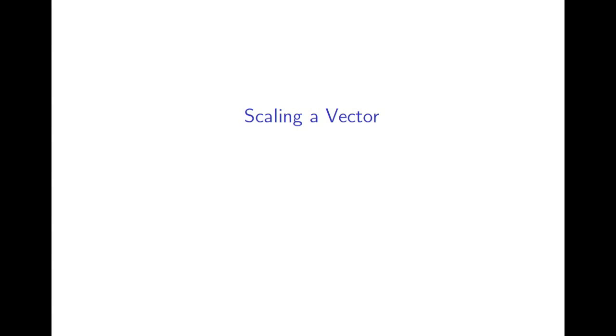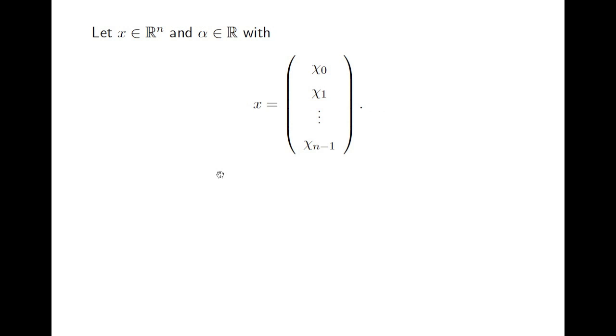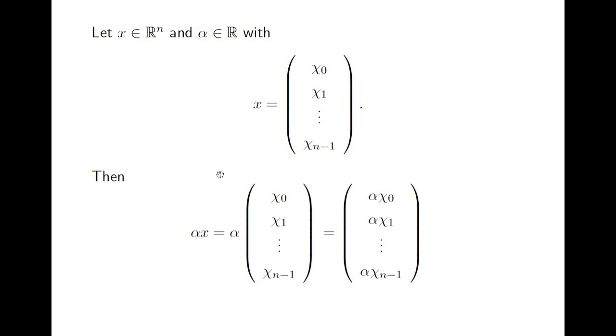Now we are going to quickly discuss how to scale a vector. The idea is very simple. If you start with a vector x of size n, then multiplying it by a scalar alpha simply scales each component by that scalar. In other words, each component is multiplied by alpha. The fact that we use the word scaling suggests there is a geometric interpretation. Let's look at an example.